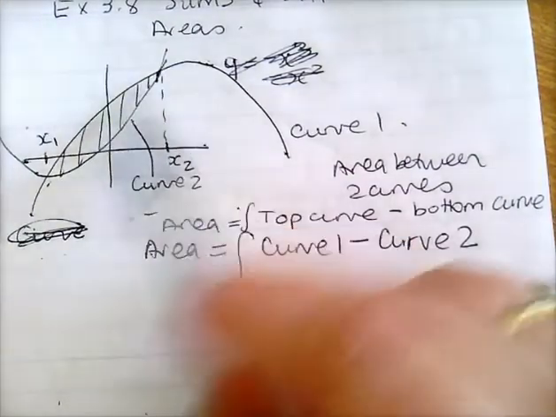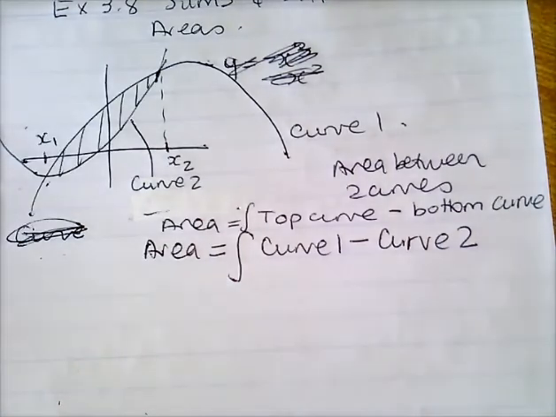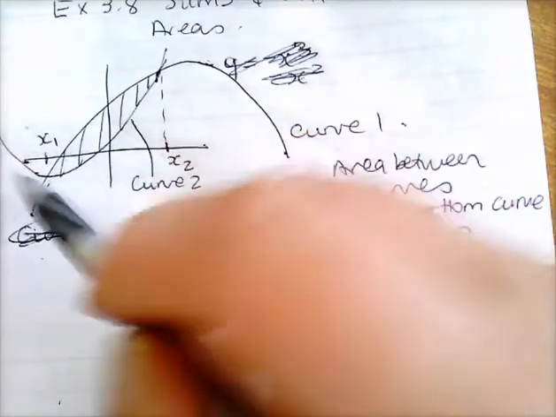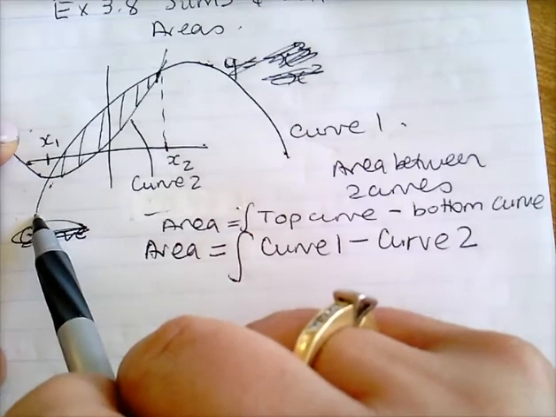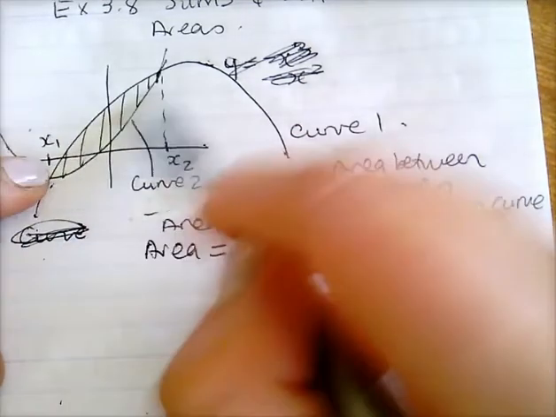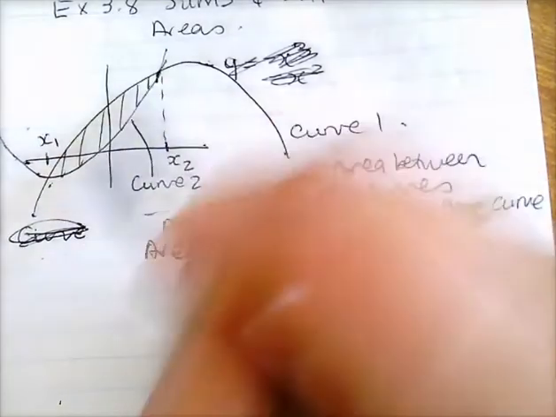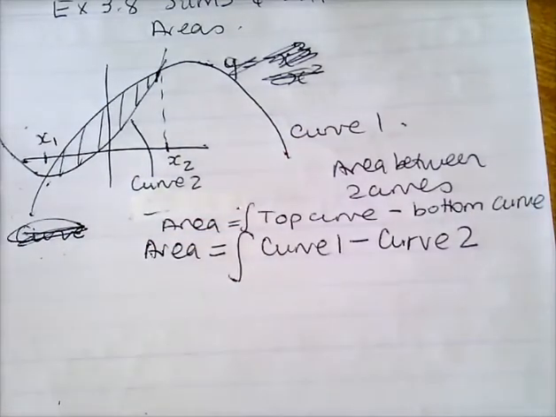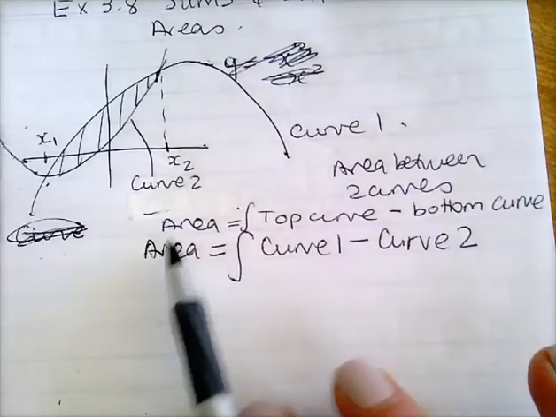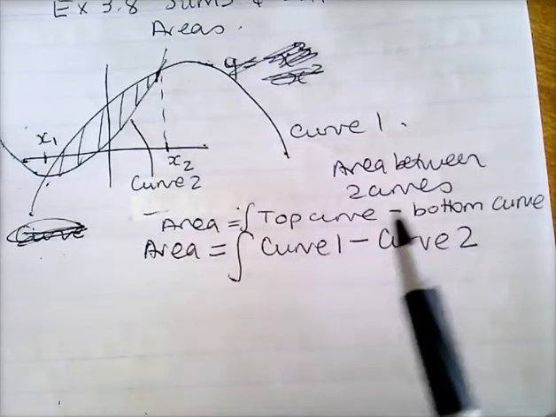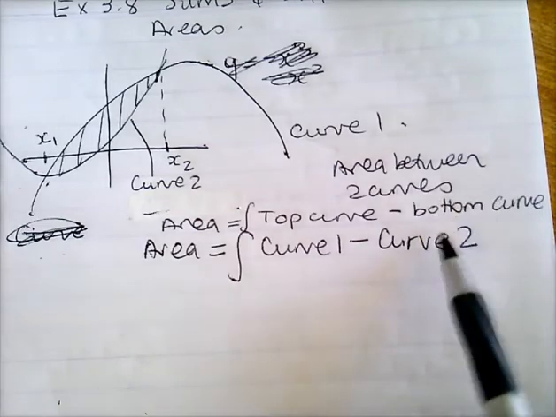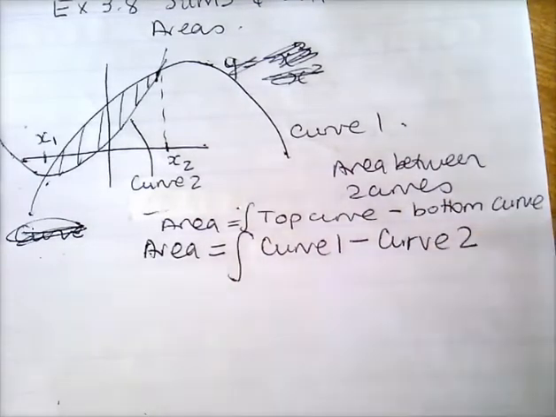You've got to identify which curve is on top of the other one in the particular region of area that you're interested in. I don't care about out here, so I don't look out here and say curve 2 is above curve 1. I'm interested in this section with the shading. In that section, curve 1 is above curve 2. Does that make sense? So the area between two curves is always the integral of the top curve minus the integral of the bottom curve.